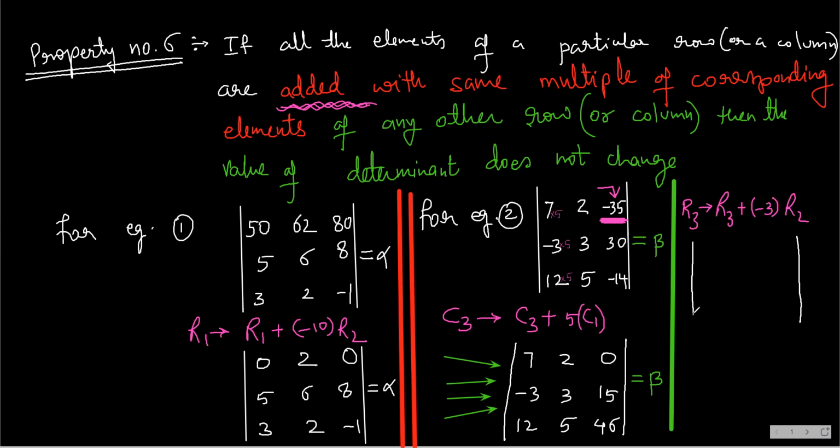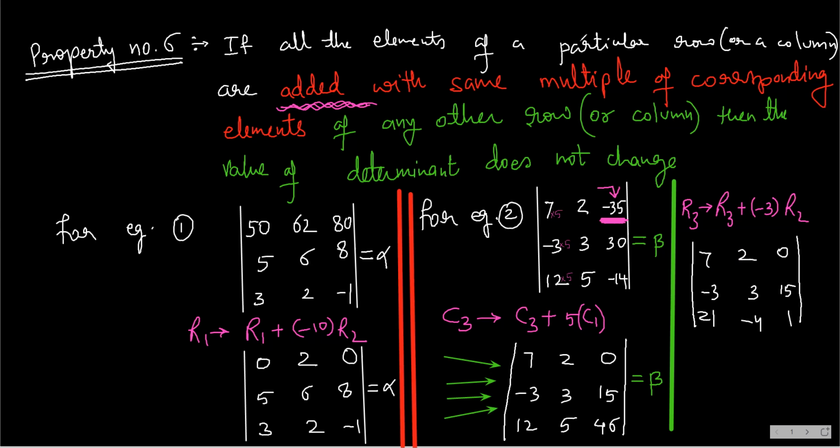See, R1 and R2 are not going to change. R1 and R2 will remain the same. So R1 is 7, 2, 0, and R2 is minus 3, 3, 15. R3 will change. How is R3 changing? R3 plus minus 3R2. Multiply minus 3 here and add. This will become minus 3 when you multiply, this will become plus 9. So 21. Minus 3 when you multiply, this will become minus 9. So minus 4. And this minus 45. So this will become 1.